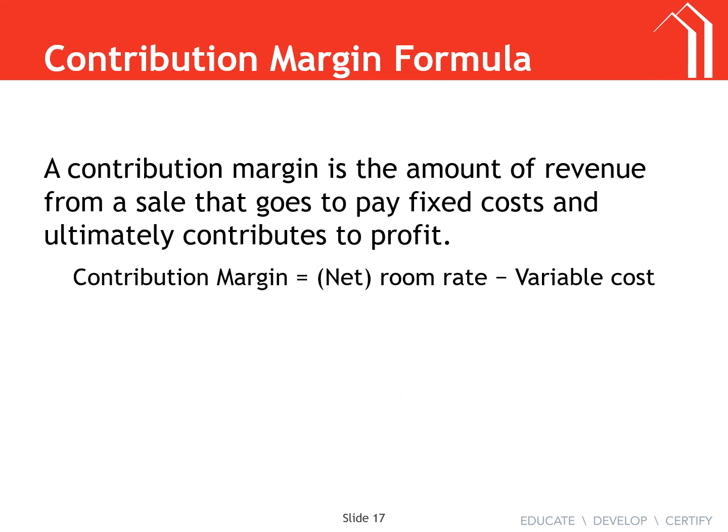So contribution margin. What's the root word of contribution? Contribute, okay? So the way I remember contribution margin is what's left over that contributes to our profit, okay? That contributes to our profit. So we take that room rate and we subtract that variable cost. Variable cost is only incurred when we sell that room. So what might be an example of a variable cost?